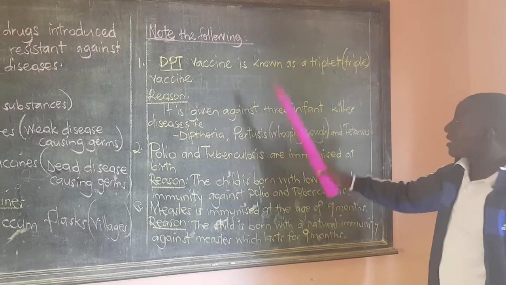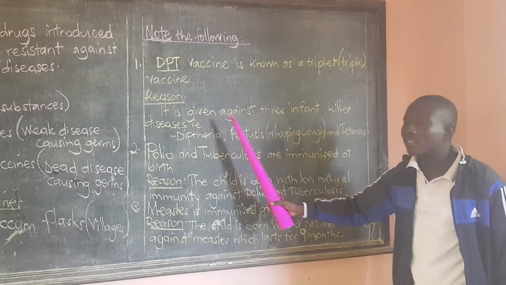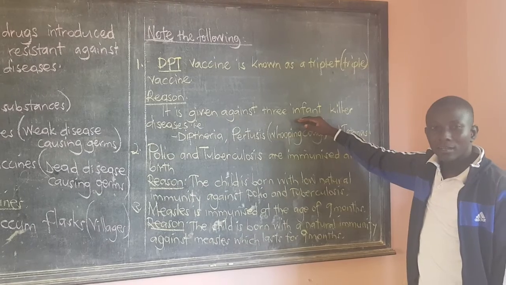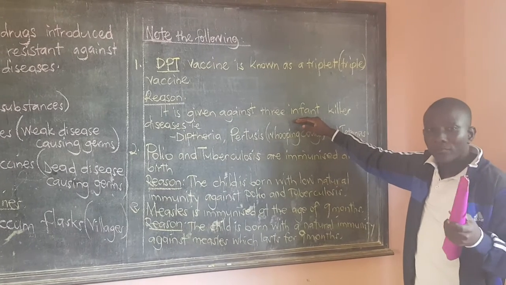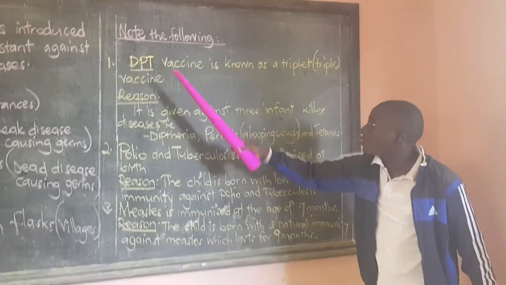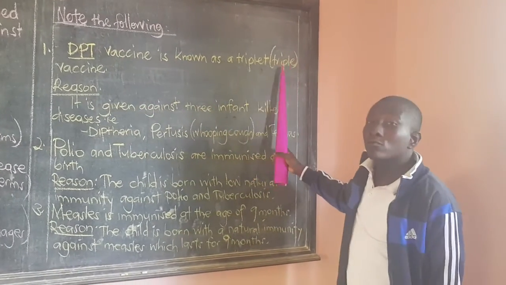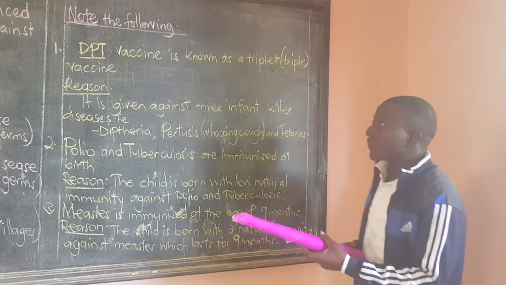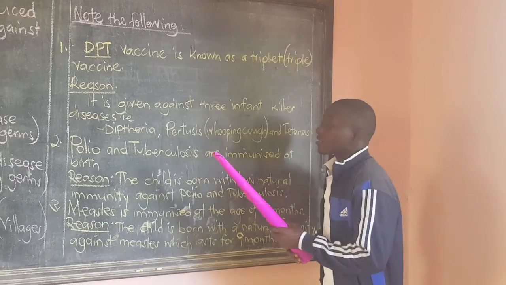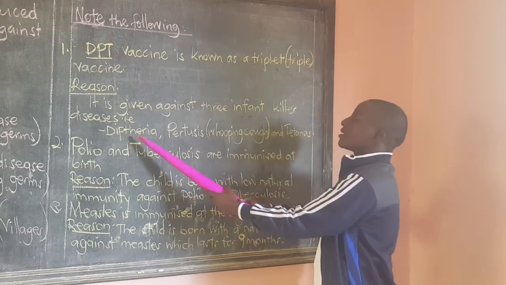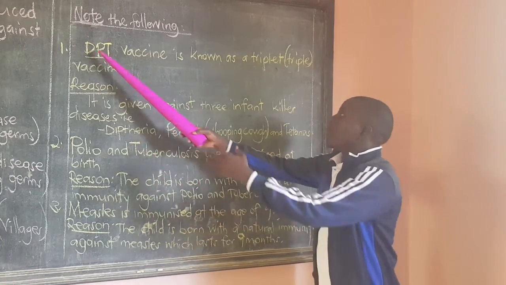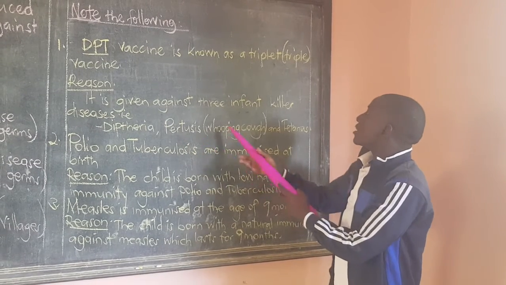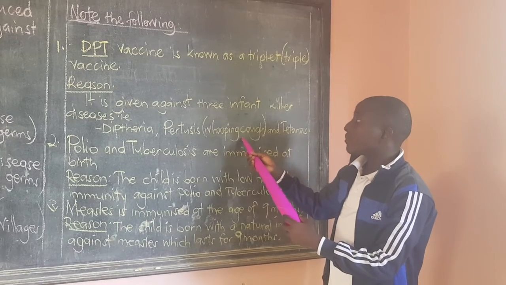Reason: it is given against 3 infant killer diseases. Infants are young children whom they always immunize. You are not an infant. You are a big boy, you are a big girl. Okay? So DPT vaccine is known as a triple vaccine. Triple means 3 because it is given against 3 infant killer diseases, which kill infants or children. D stands for diphtheria, it is a disease. P stands for pertussis. Some people call it whooping cough. I think this is the commonest name, but it's called pertussis.